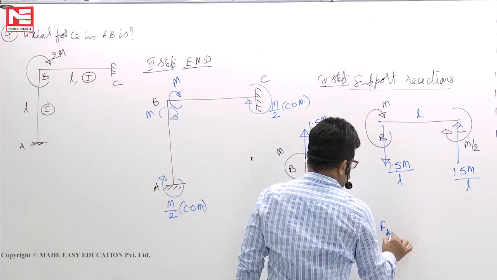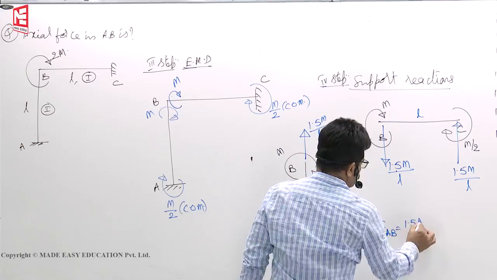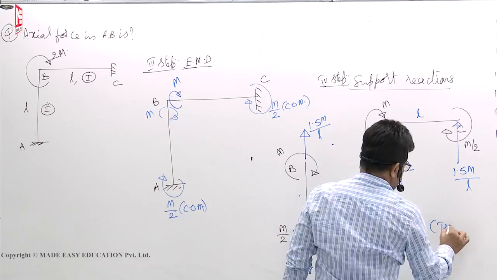He is asking now force in the member AB. So 1.5 M by L tension. Arrow mark is away.